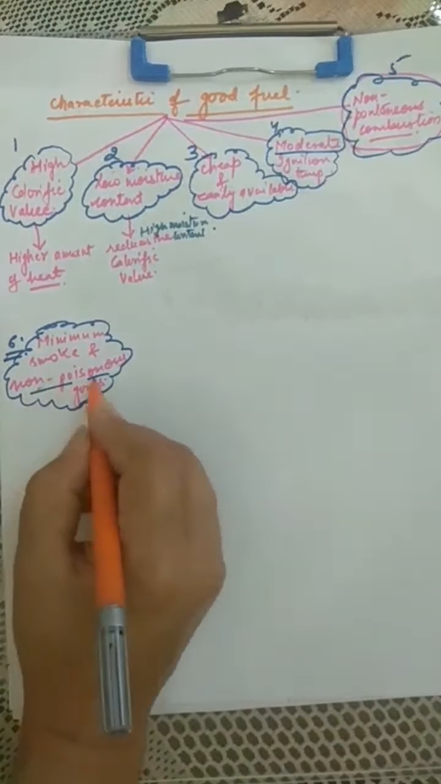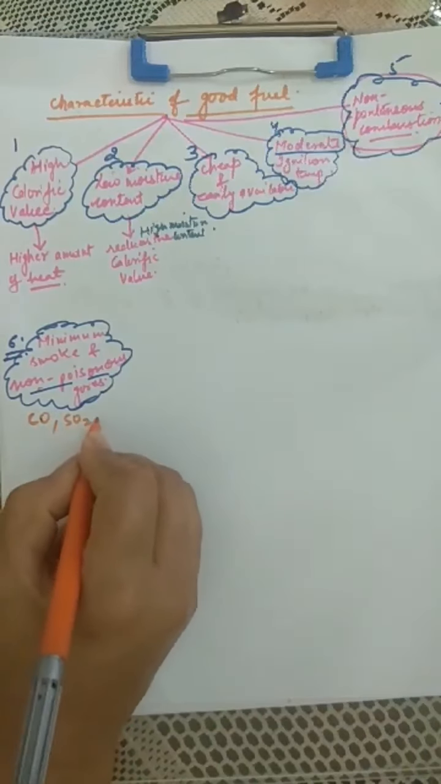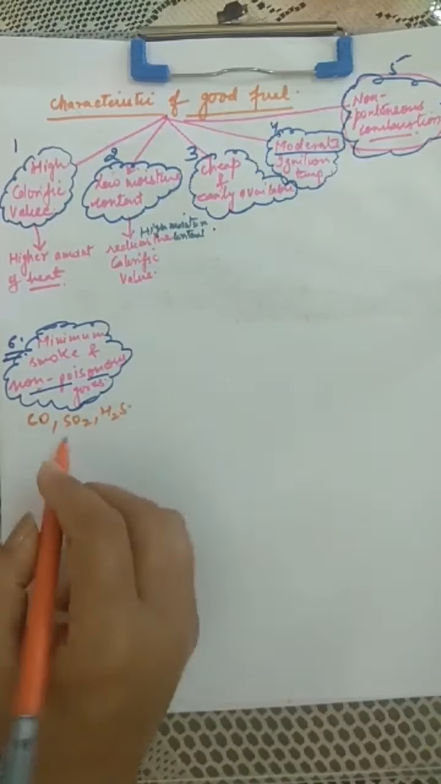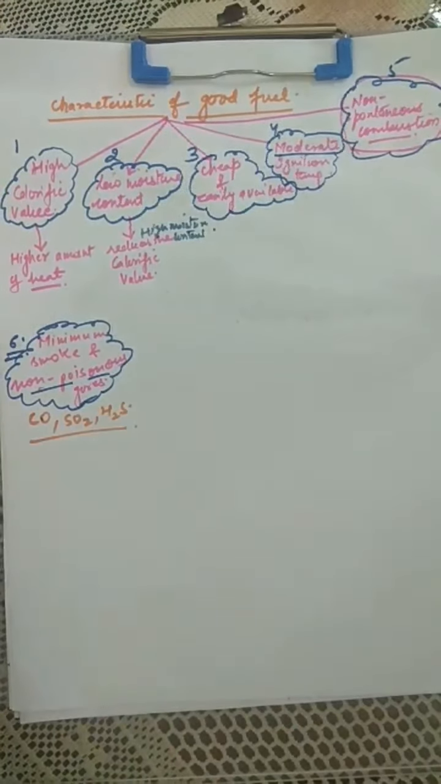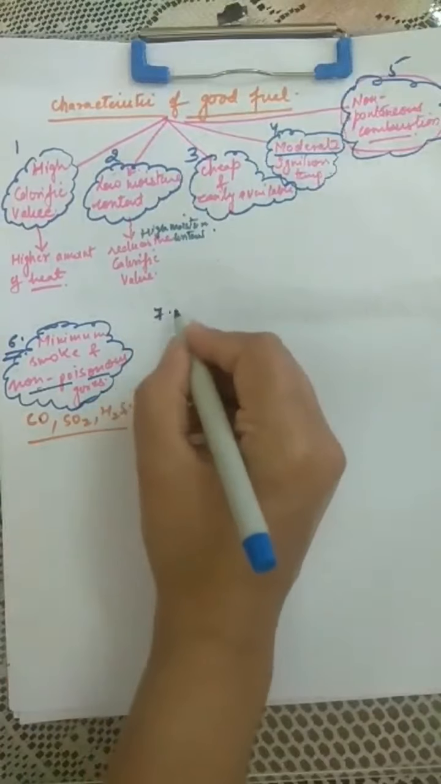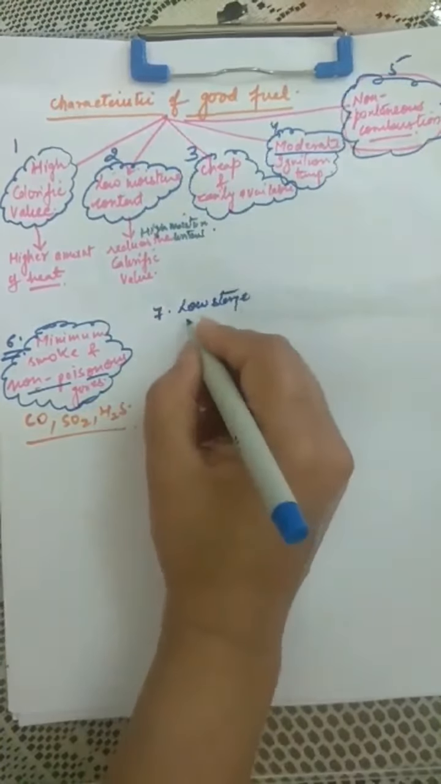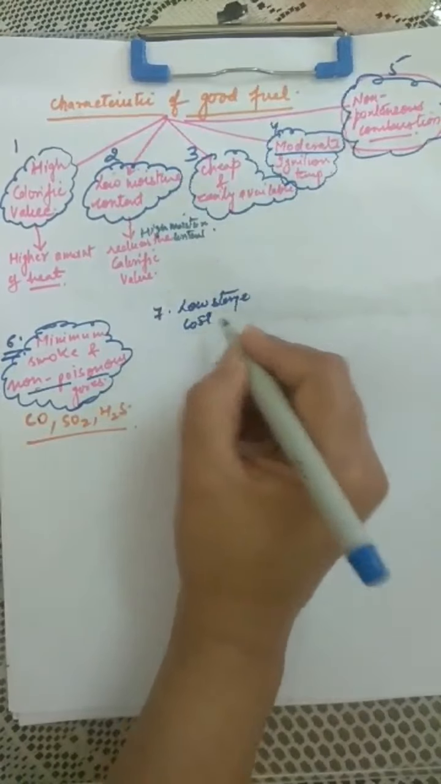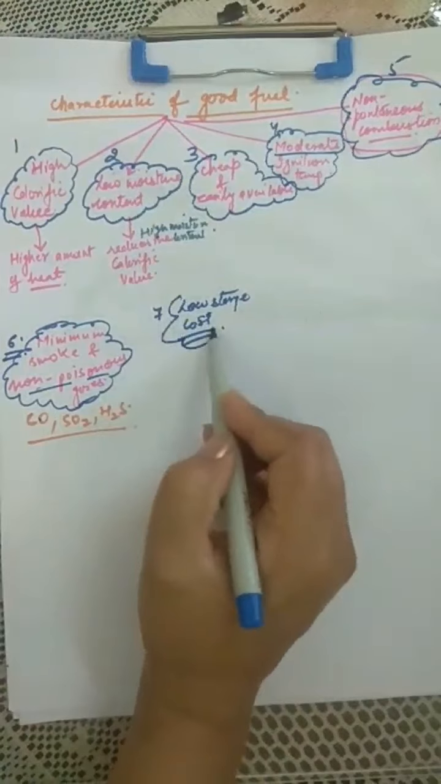For example, which are the poisonous gases? For example, carbon monoxide, sulfur dioxide, hydrogen sulfide, etc. These are some of the harmful gases. Now coming to the next point, point number 7. It should have low storage cost. That is, it should be stored very easily.